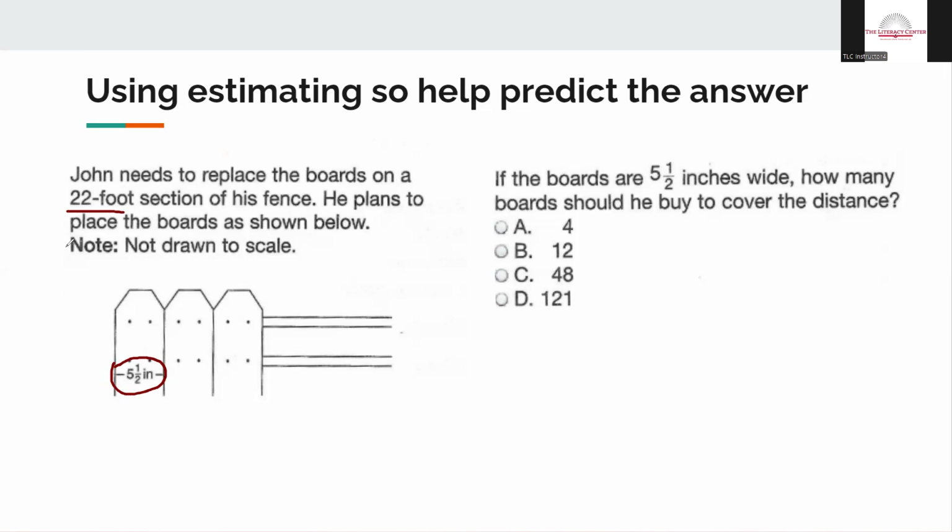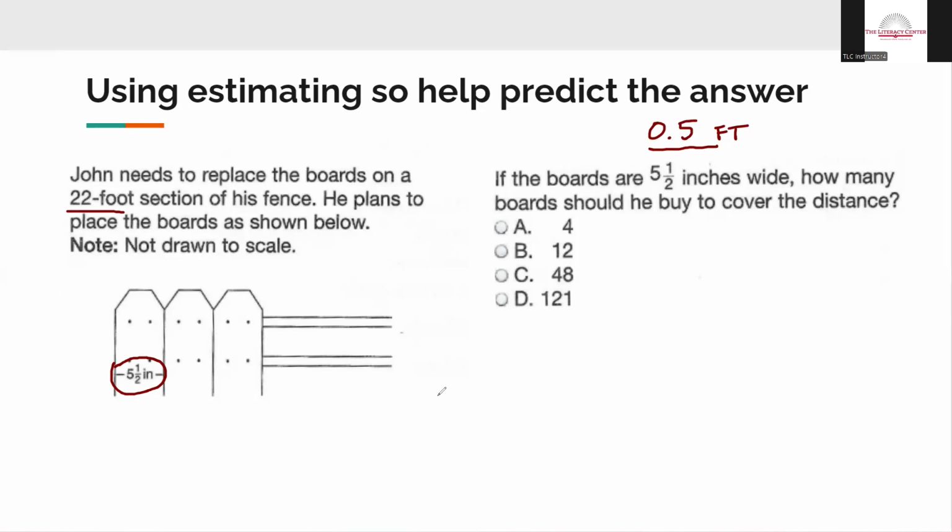This is a great example of a problem where using a little bit of rounding helps. So 5.5 inches is really close to how many feet? It's close to 0.5 feet. It's just about half a foot. So what if we think about the boards as being 0.5 feet, just for estimating purposes? So if we're doing 22 feet of fence and it takes one board to do half a foot, it's going to take two boards to do every foot.